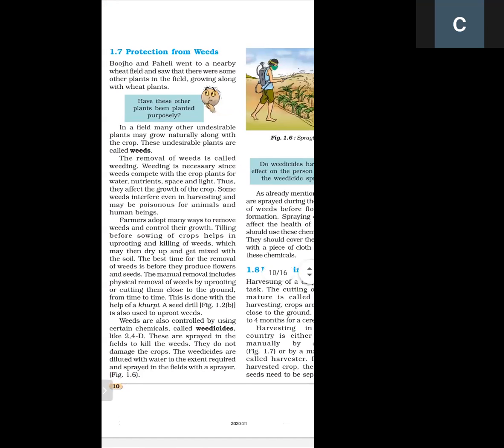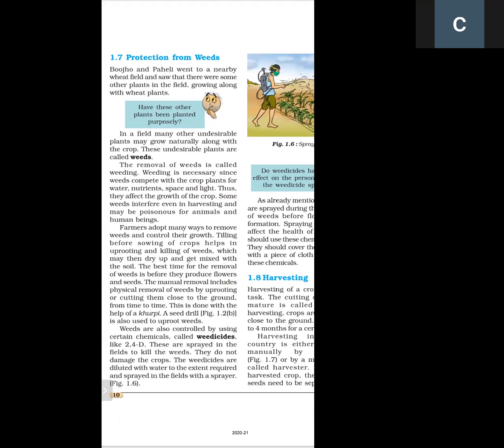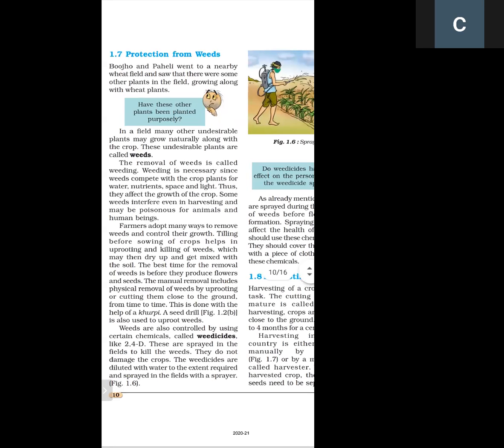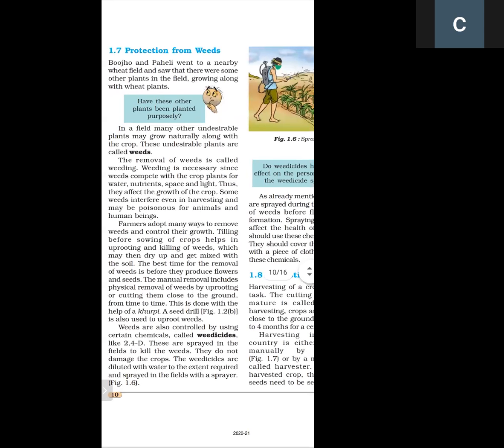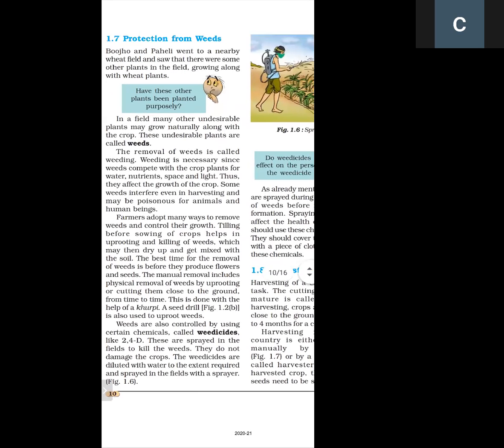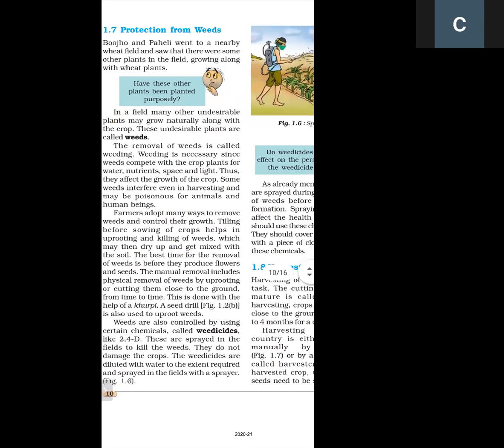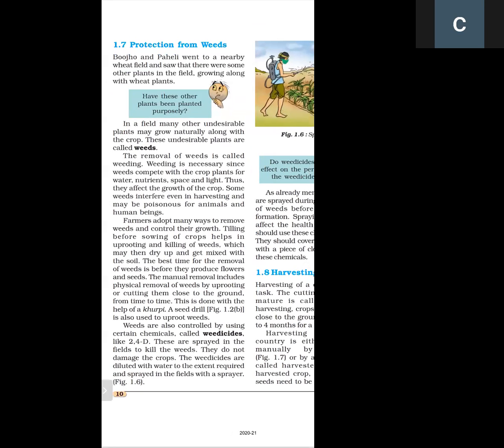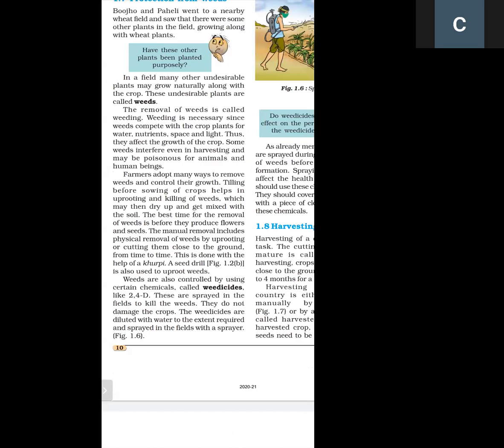There are two methods. The first method is the manual method. In this method, we use khurpi and seed drill for removing weeds. And second is weedicides. Weeds can be removed with the help of weedicides, like 2,4-D.